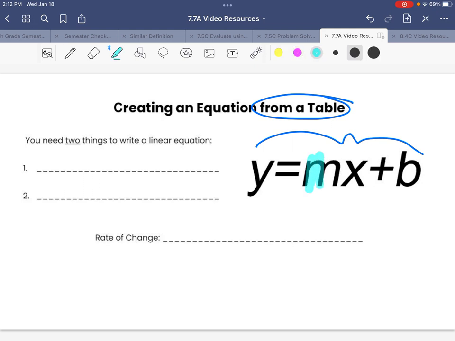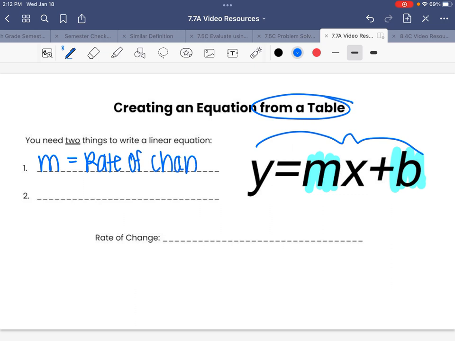The first part of it is m, this is our multiplicative piece, and then we have b, which is our additive piece, and we call that our initial value. In order to write an equation, those are the only two things that we need to find. So the first one was m, which is our rate of change. And the next was b, which was our initial value.